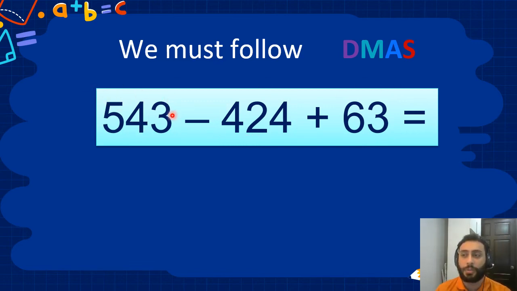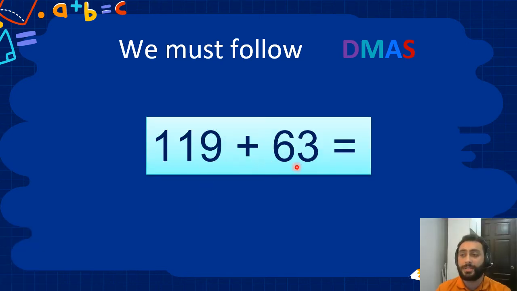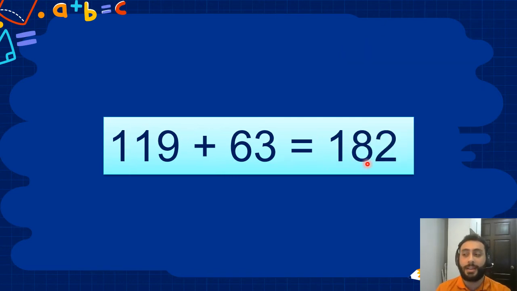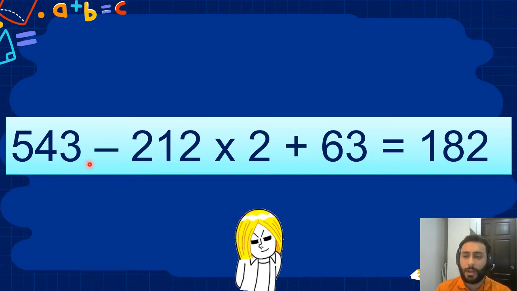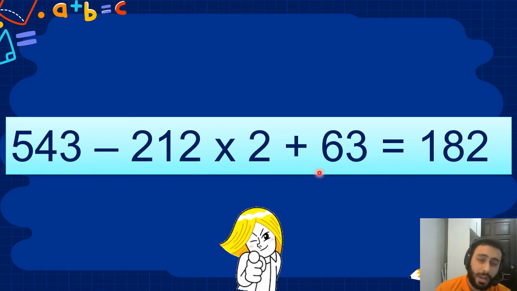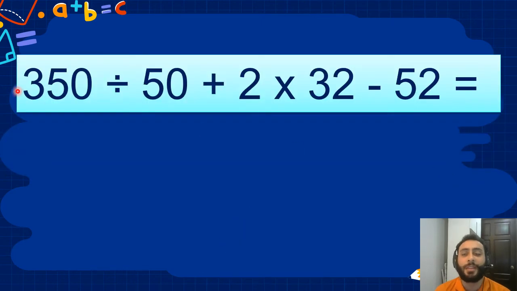So 543 minus 424 is 119, and 119 plus 63 is 182. So the answer to 543 minus 212 times 2 plus 63 is 182. Easy. Now, let's do this one.